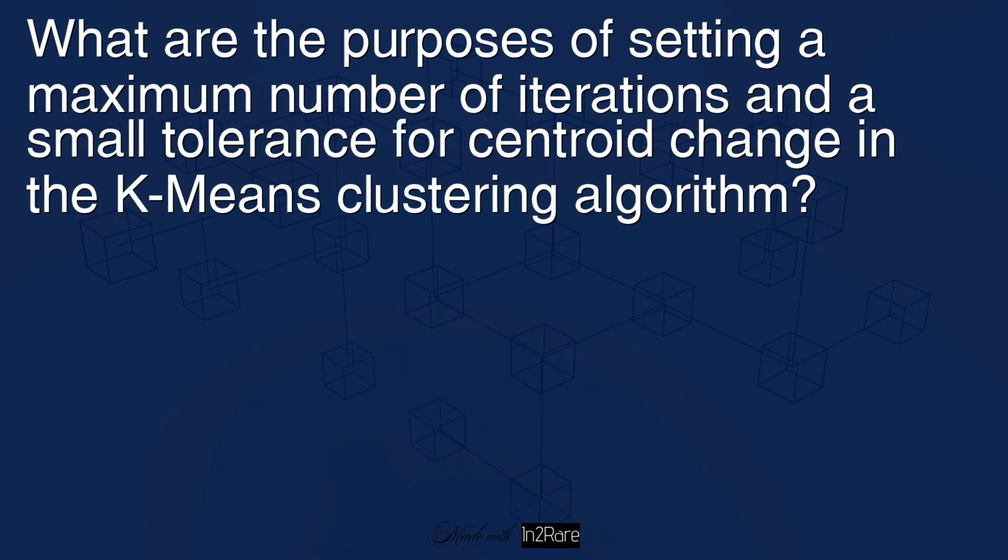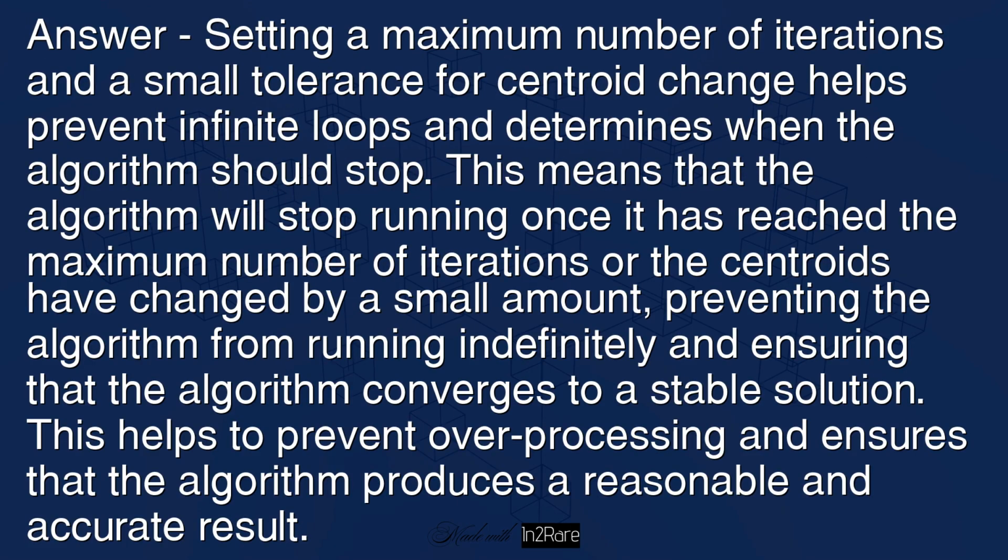What are the purposes of setting a maximum number of iterations and a small tolerance for centroid change in the k-means clustering algorithm? Answer: setting a maximum number of iterations and a small tolerance for centroid change helps prevent infinite loops and determines when the algorithm should stop. This means that the algorithm will stop running once it has reached the maximum number of iterations or the centroids have changed by a small amount, preventing the algorithm from running indefinitely and ensuring that it converges to a stable solution. This helps to prevent overprocessing and ensures that the algorithm produces a reasonable and accurate result.